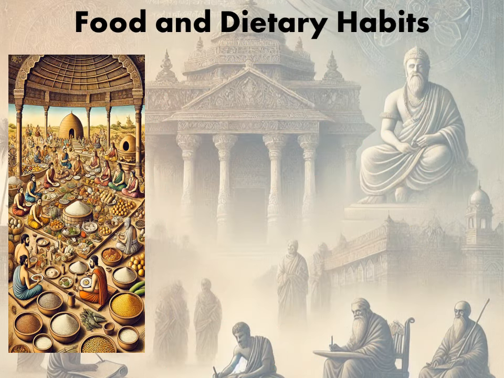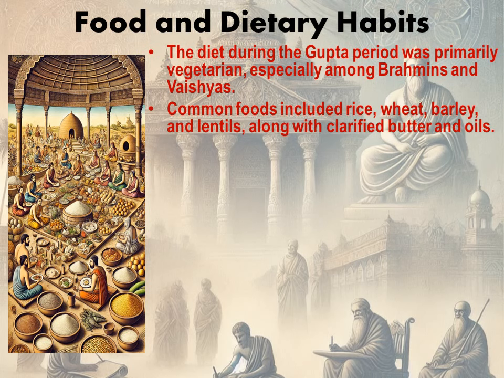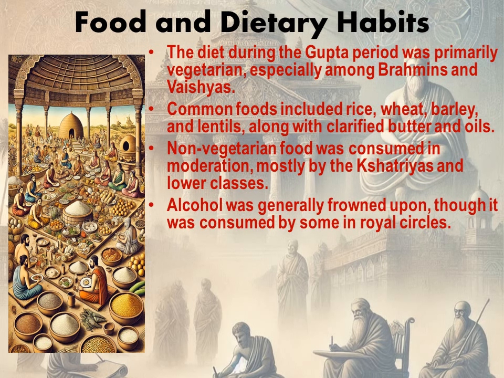Food and dietary habits. The diet during the Gupta period was primarily vegetarian, especially among Brahmins and Vaishyas. Common foods included rice, wheat, barley, and lentils, along with clarified butter and oils. Non-vegetarian food was consumed in moderation, mostly by the Kshatriyas and lower classes.